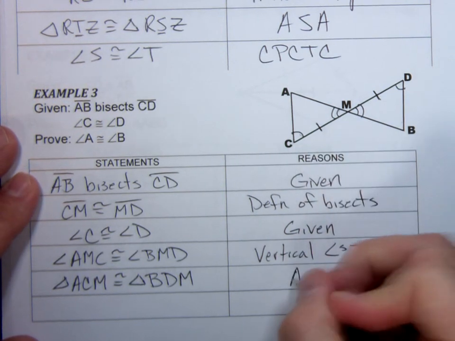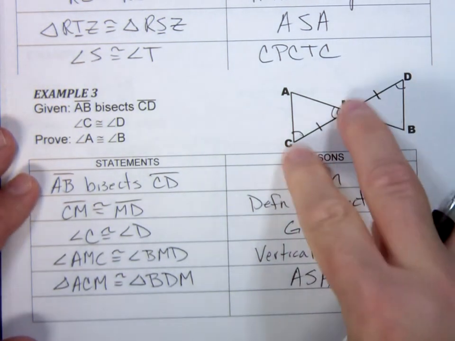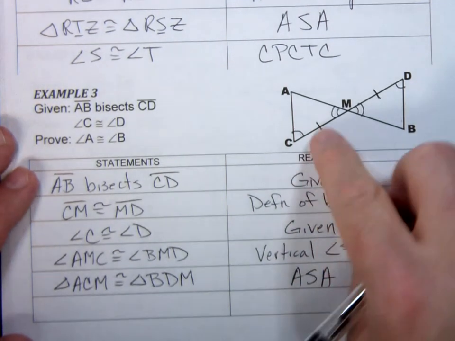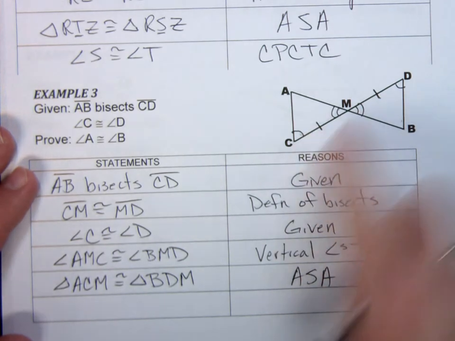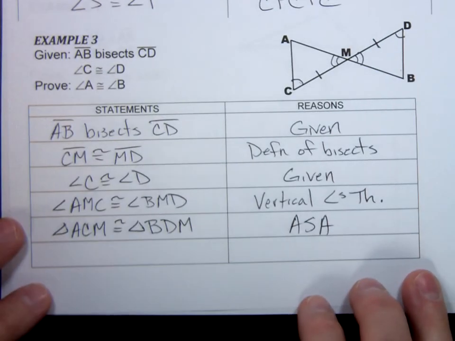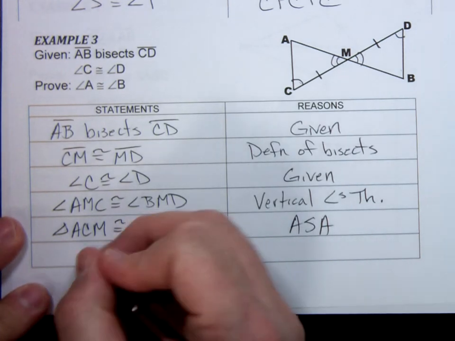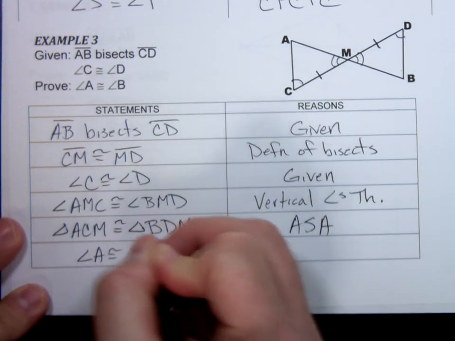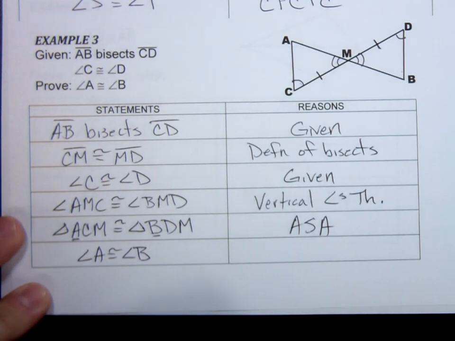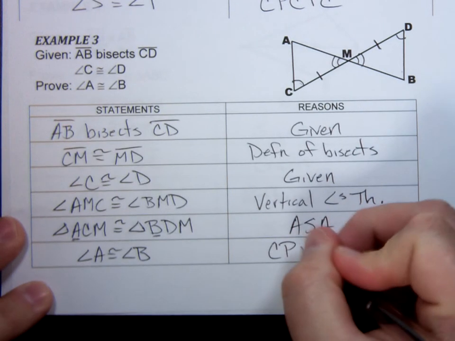Angle, side, angle. I got two pairs of congruent angles. One pair of congruent sides. I got two A's and an S. And the S is between the angles because in here that is the included side. It's the side between the angles. And now that I know the triangles are congruent, I can finish this off by saying angle A is congruent to angle B. And the reason is because they're corresponding parts of congruent triangles. Therefore, they have to be congruent. Corresponding parts of congruent triangles are congruent.